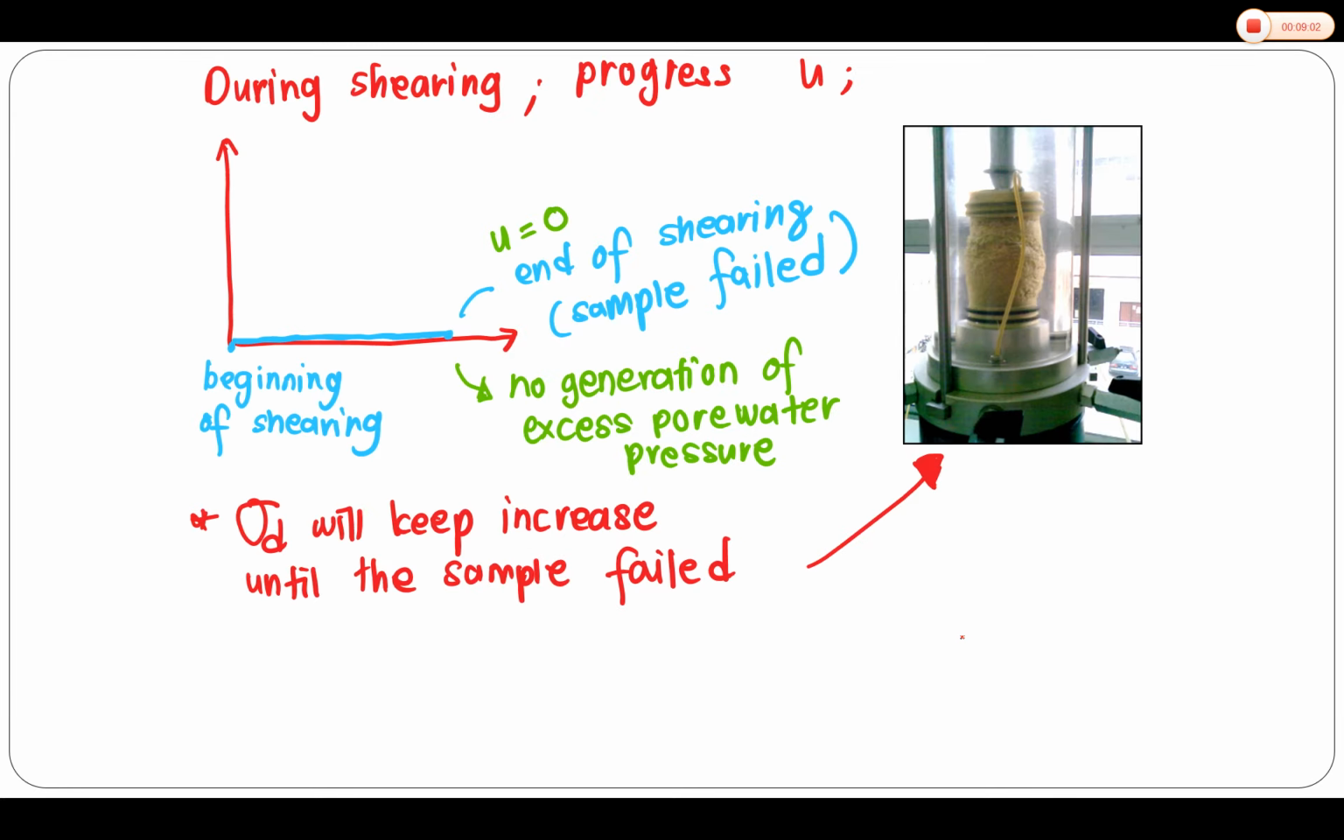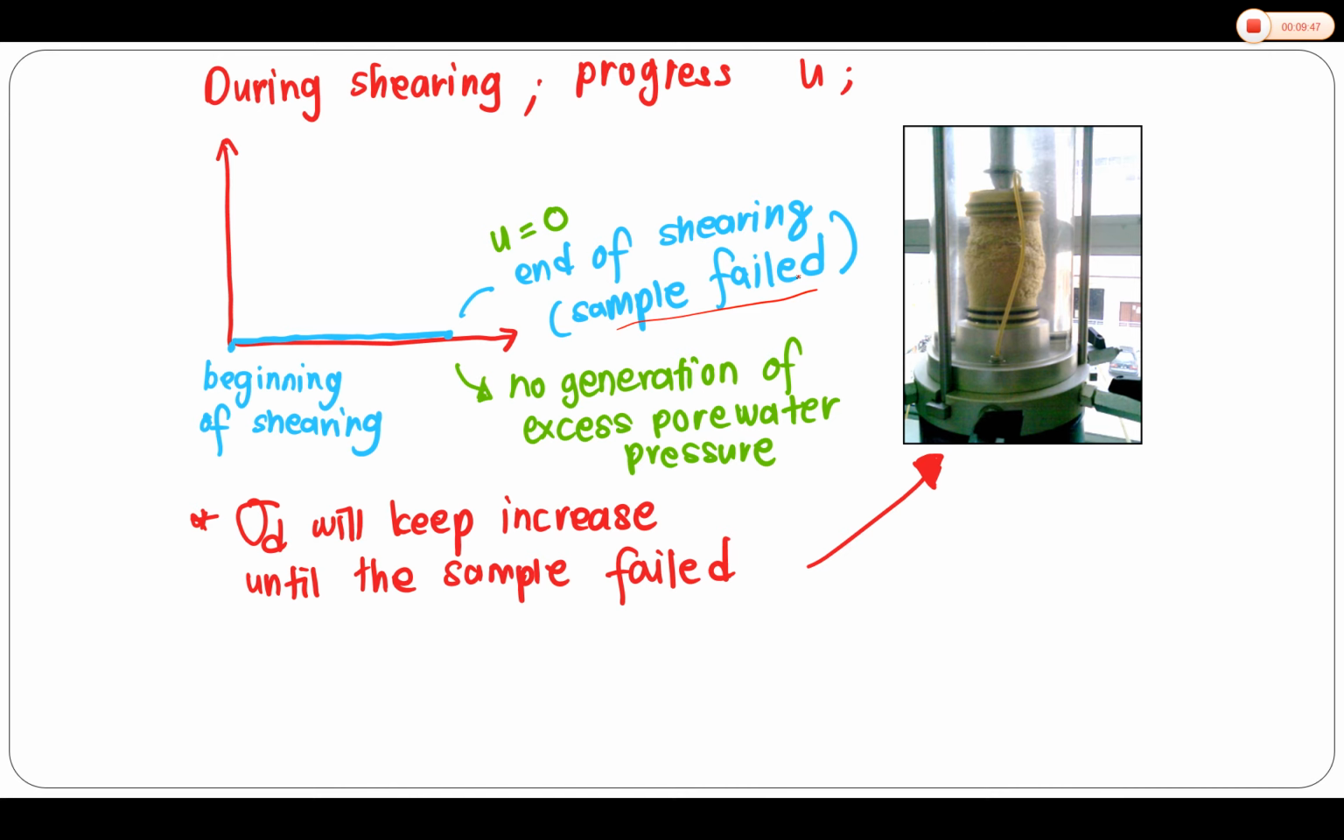In this process, if we monitor the progress of U, let's say U equals 0 at the end of the consolidation stage, then in the shearing stage it will continue. Even though we add sigma D, adding more load, it will stay constant at 0, because there is no more water to come out. There is no generation of excess pore water pressure. Let's say there is still a small amount of water left in the sample. During the shearing stage, when you apply load, the water will decrease, until it reaches 0 at the end, until the sample fails.